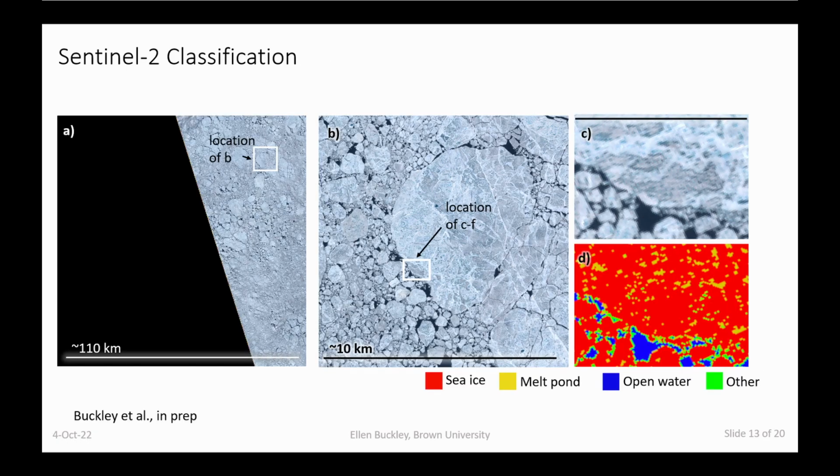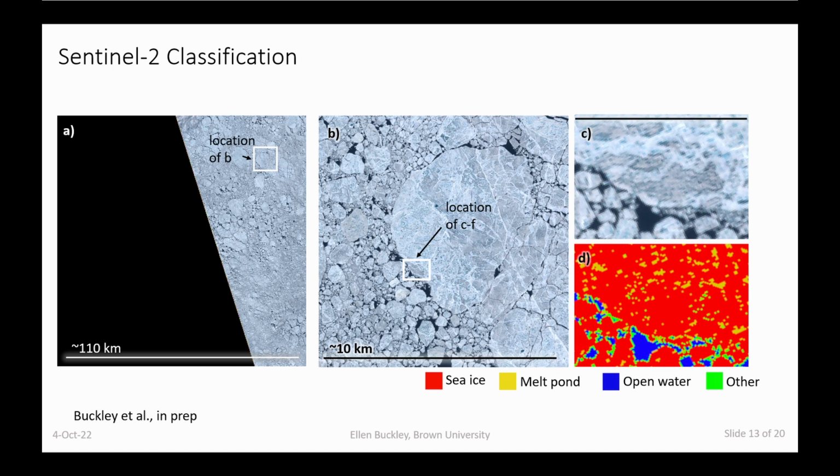Also, we looked at Sentinel-2 imagery in the same region, the multi-year ice region, and we've applied a previously developed melt pond image classification algorithm that takes advantage of red, green, and blue channels, and the near-infrared channel to classify individual pixels in high-resolution imagery.